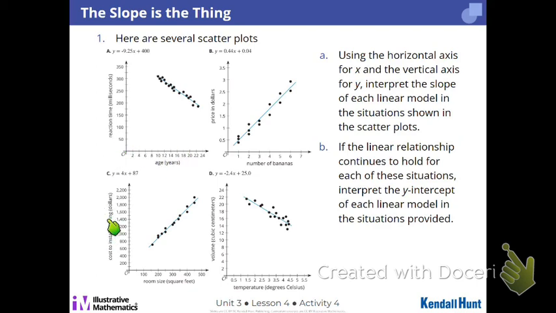Okay, C. We've got room size and cost to install. What is the slope of 4 in context? For every 1 square foot of room size, it's going to cost them $4. Yeah, it's $4 per square foot for this flooring.